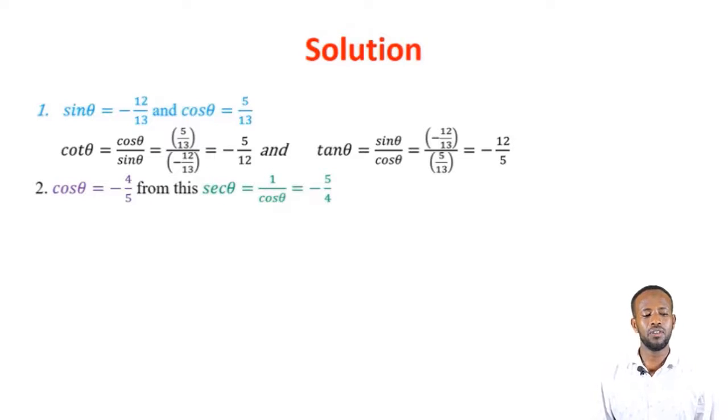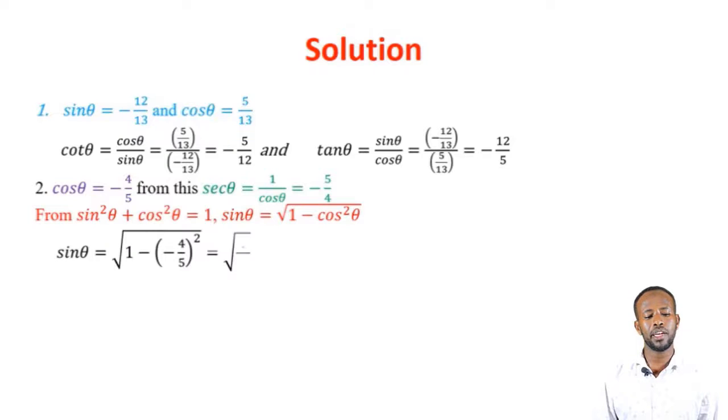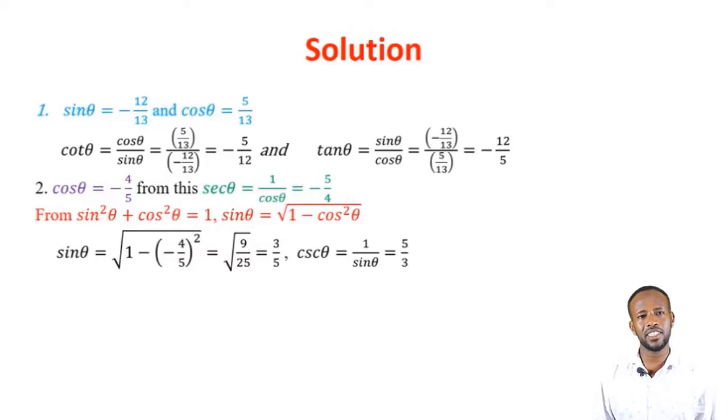Very good. Now, from sine square theta plus cos square theta is equal to 1, we can find sine theta, which is equal to the radical of 1 minus cos square theta. And sine theta will become 3 over 5. If we have sine theta 3 over 5, cosecant theta is also easy. Reciprocal, upside down, 5 over 3, cosecant theta. Why didn't we make it negative? In quadrant 2, sine is positive. Wherever sine is positive, cosecant theta is also positive.